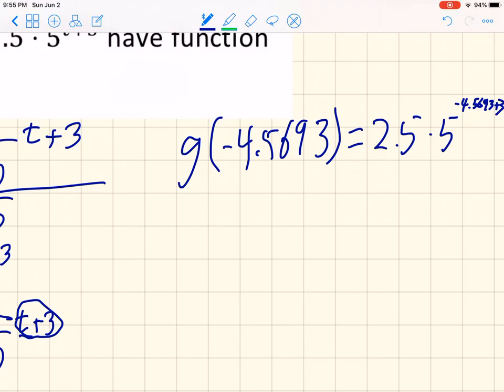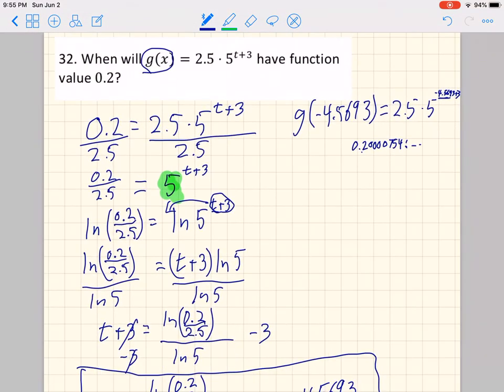So I'm going to go ahead and put this into my calculator, see what I get. 2.5 times 5 raised to the negative 4.5693 plus 3. That's all happening up in the exponent. And I got the answer out of my calculator, 0.200400754, and so on. It's going to keep going. And the reason is I had to round this number here, so it's giving me a number that's very close to that 0.2, and so I know that I've done it right.